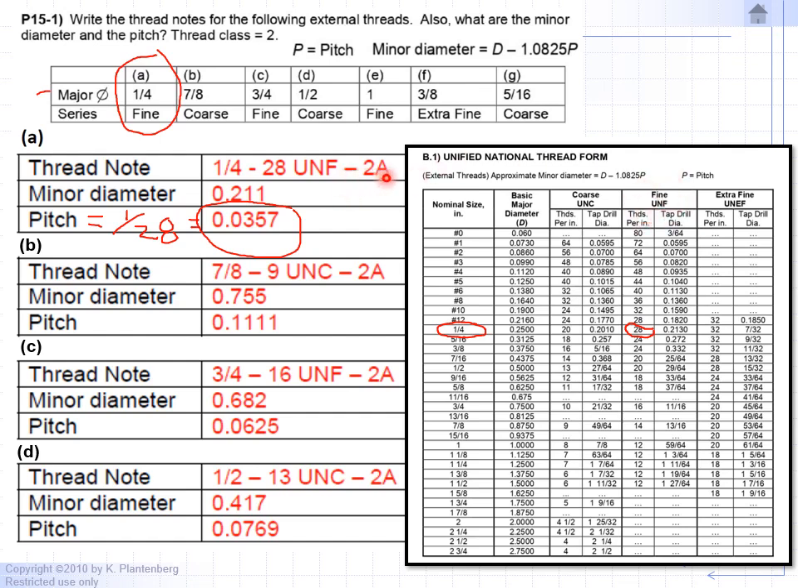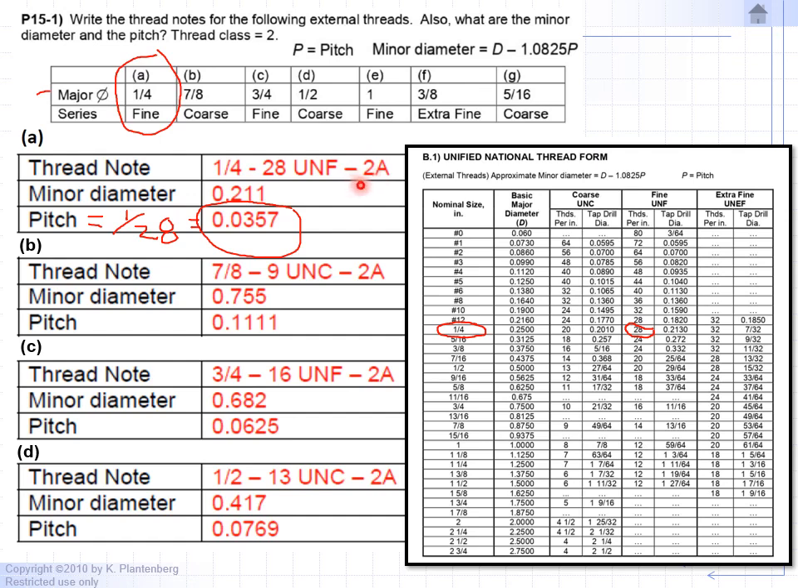And the dash 2A: the A, my mistake, letting us know it's an external thread, and the 2 is for the class. That's the type of tolerance that they're going to use to manufacture this bolt, in this case.